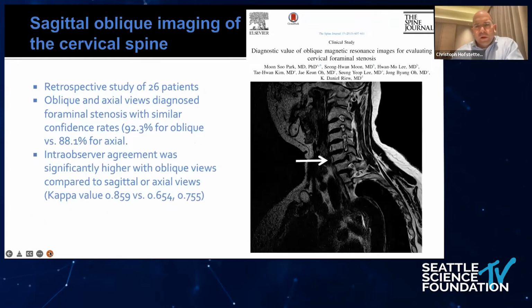And not only is it nice to see, but there's another study by Dr. Park, where they looked at 26 patients and showed that oblique and axial images were similar to diagnose foraminal stenosis, but the intra-observer agreement was significantly higher with oblique views. And here's an example of a C6, C7 foraminal stenosis, and it's just very obvious to detect that. So I think this is a very, very helpful technique.